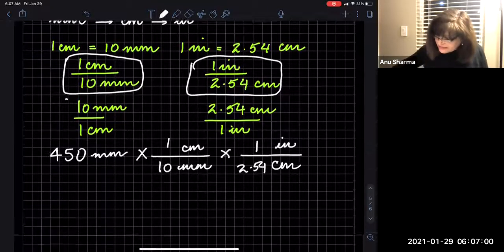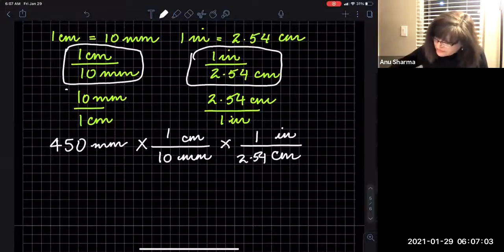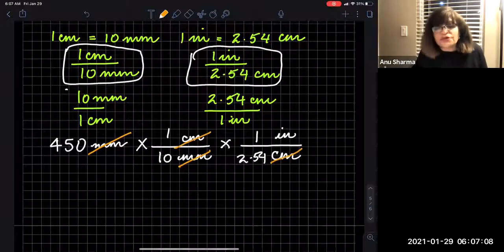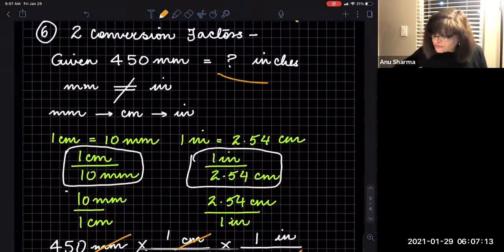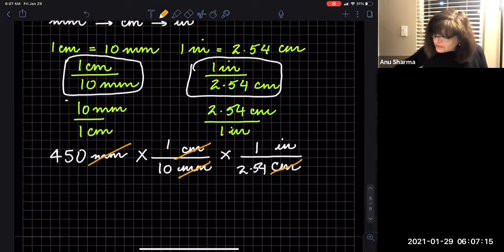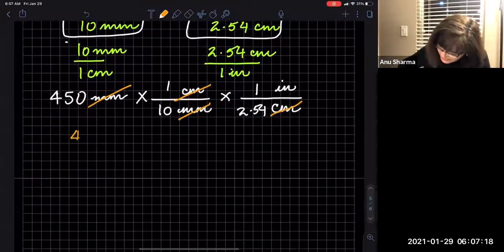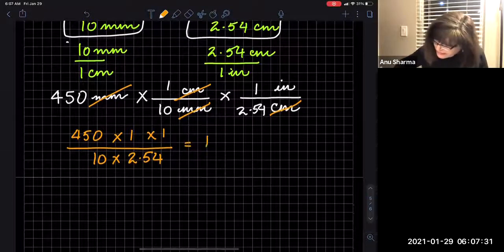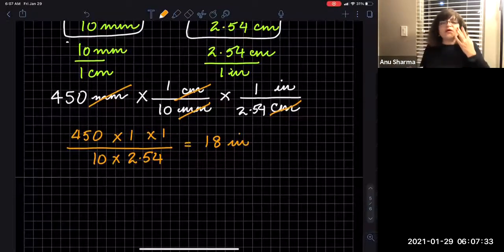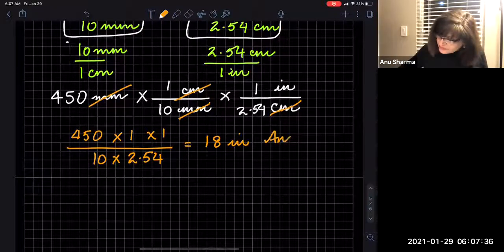Okay, so this gives you 450. This cancels out millimeters and millimeters, centimeters and centimeters, and you're only left with the unit of inches, and that's what you need. This is what you're looking for. So you're going to write down 450 times 1 divided by 10 times 2.54. And when you solve this, this becomes 18 inches. Okay, so this is your answer.